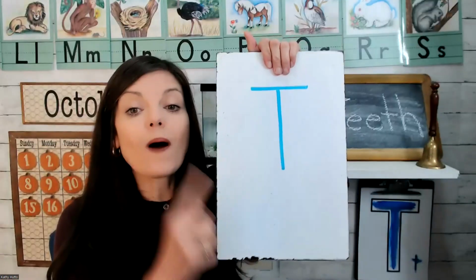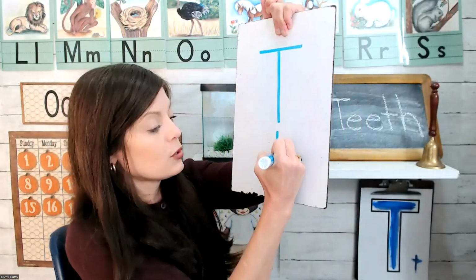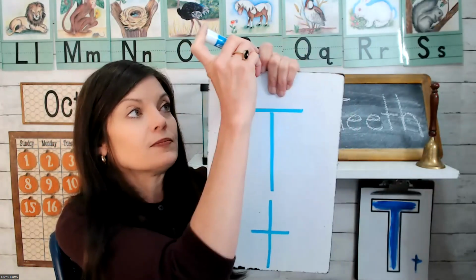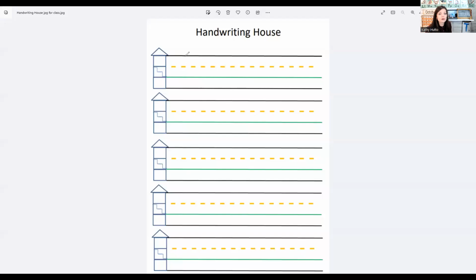Well, the little T is almost like this big T, but instead of making a line at the top, we're going to make a line in the middle. So go down, and this time go across the middle. All right, let's make some little T's. Go down and across the middle.